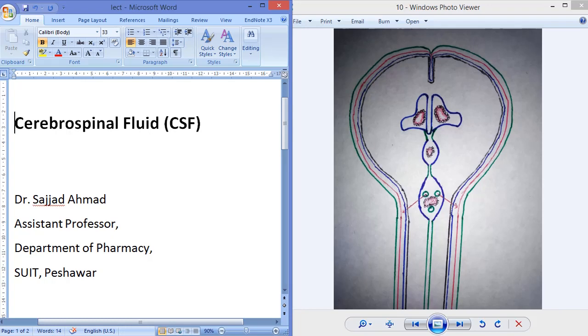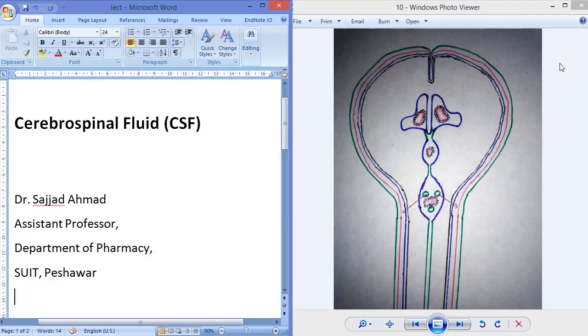Bismillahirrahmanirrahim. Today we are going to learn about the cerebrospinal fluid. Cerebrospinal fluid is a colorless fluid which exists inside and all around the brain and spinal cord. This is abbreviated as CSF. In this lecture, we will learn about where the cerebrospinal fluid formation occurs, what the pathway of cerebrospinal fluid is, and where the cerebrospinal fluid is absorbed.